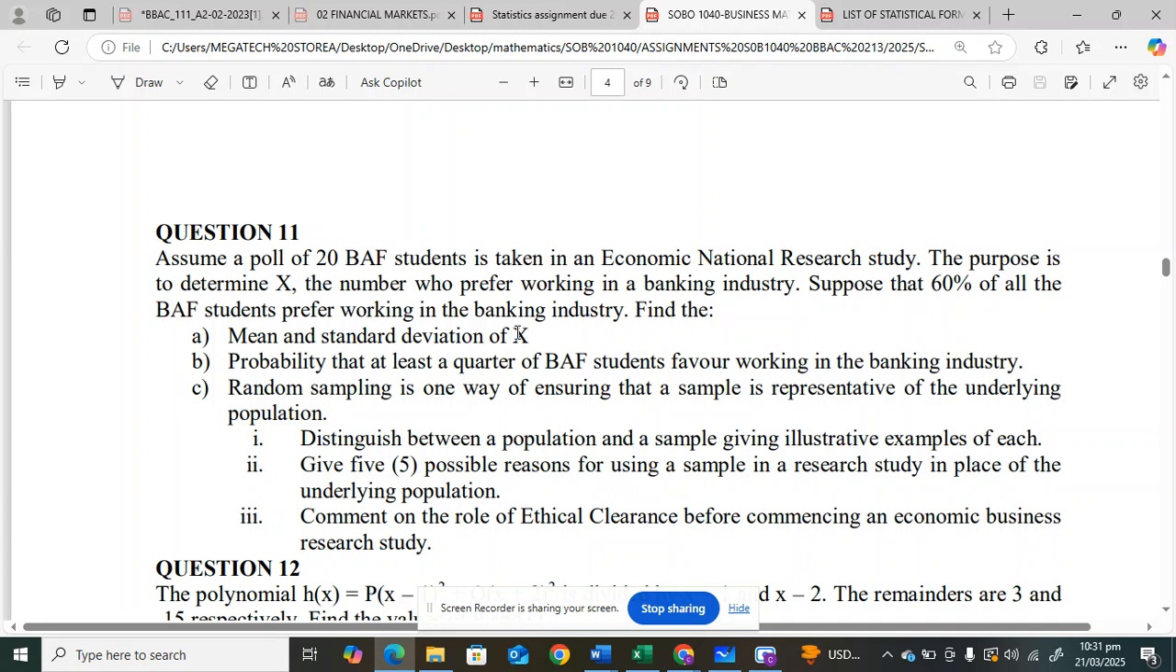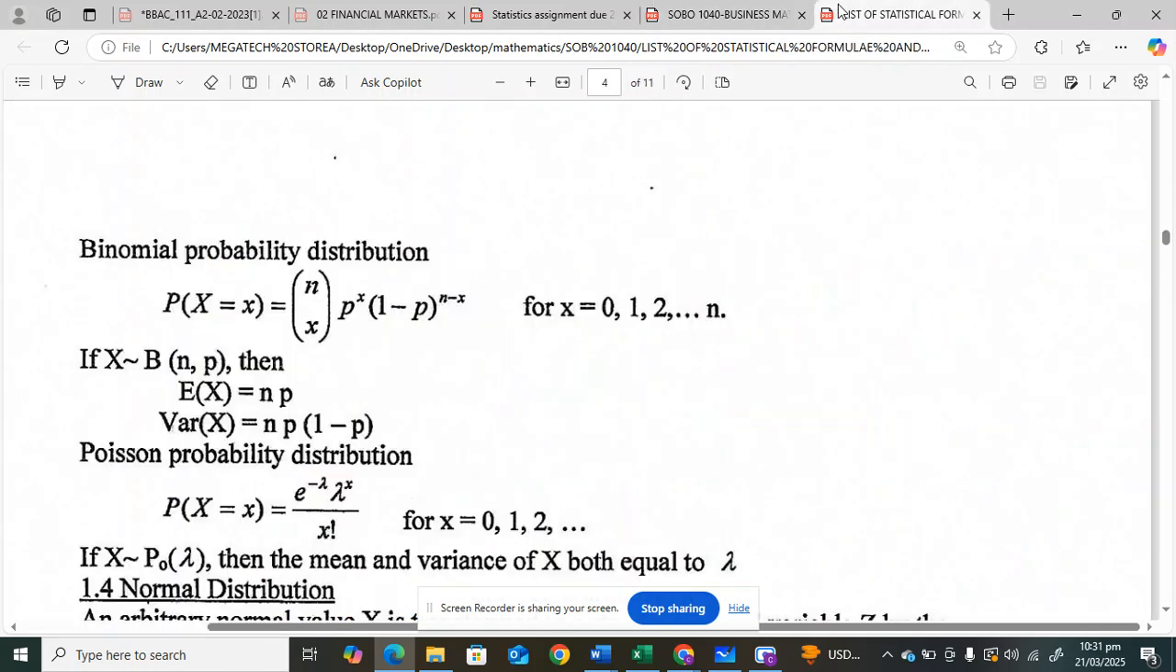So here we want to calculate the mean and the standard deviation. This X here just represents the number of students. First we have to find the mean and the standard deviation, and then I'll interpret what they mean. These formulae you'll be given in the exam.